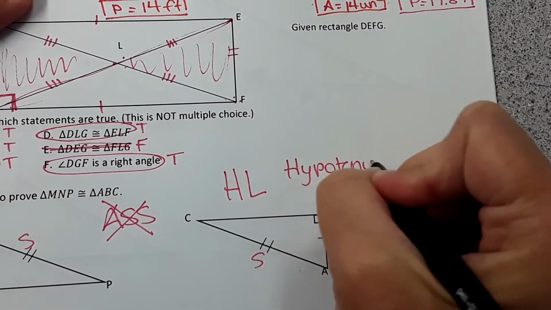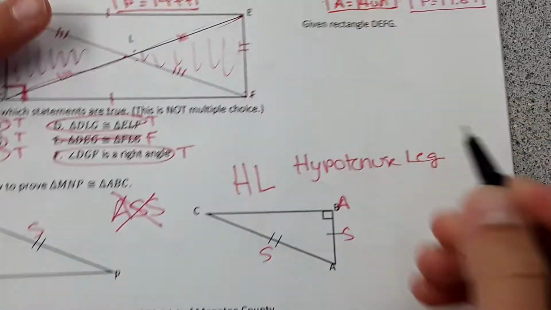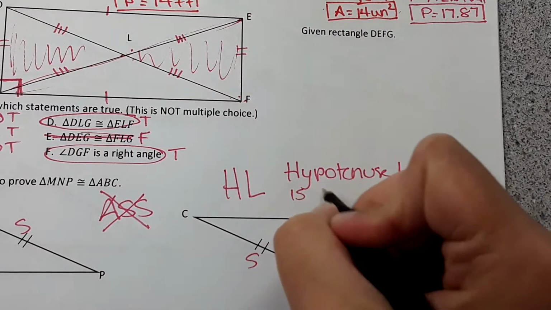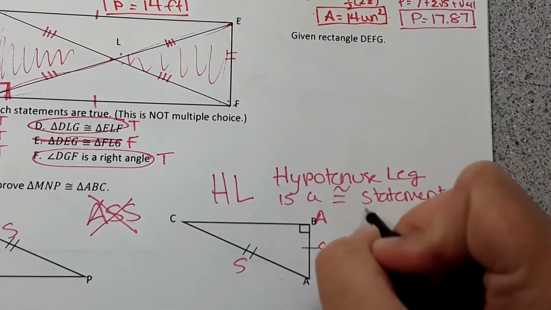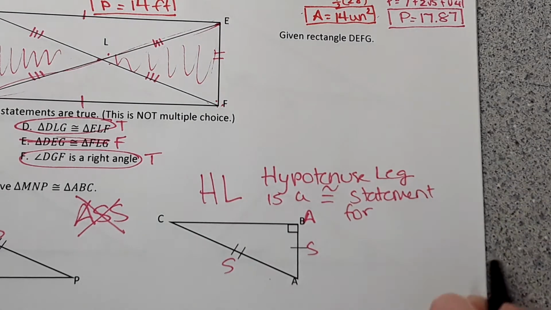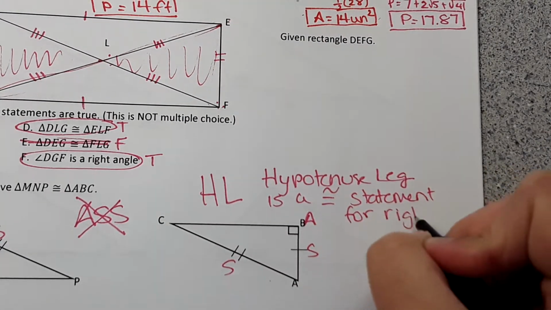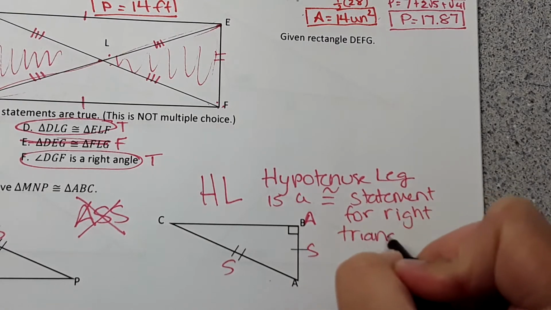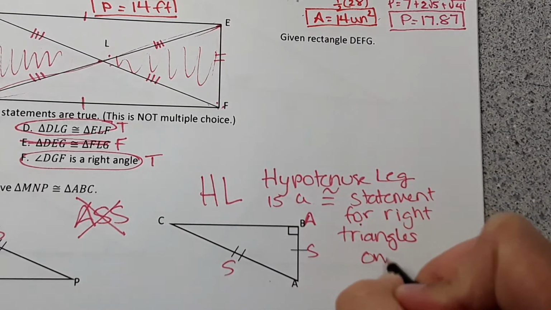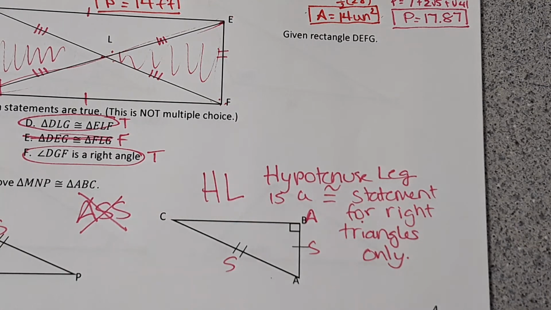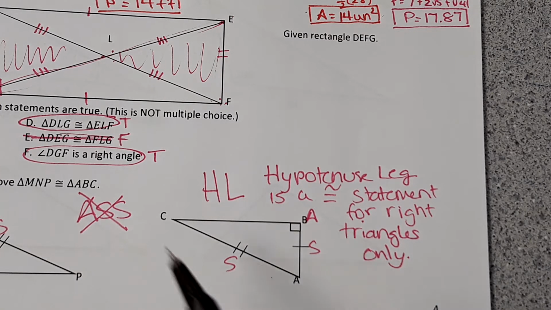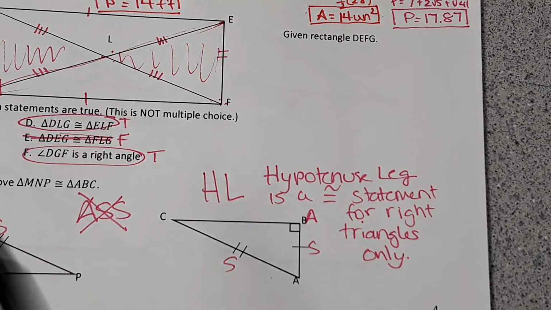Hypotenuse leg is a congruence statement for right triangles only. So if you get the ASS congruent statement and it is a right triangle, then yes, it does work, but they don't call it ASS, they call it HL, hypotenuse leg. I wonder why.